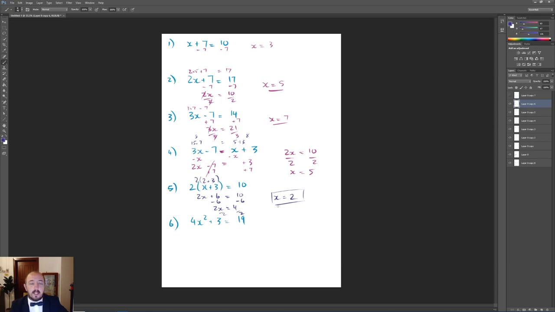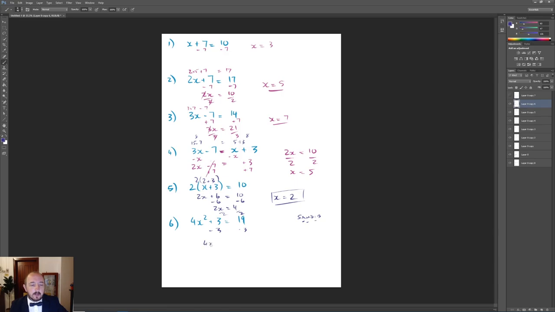The last question, we've got times 4, a squared, and a plus 3, so using SADMEP, we're going to do the plus, then we're going to do the times, and then we're going to do the power. So subtract 3 from both sides.